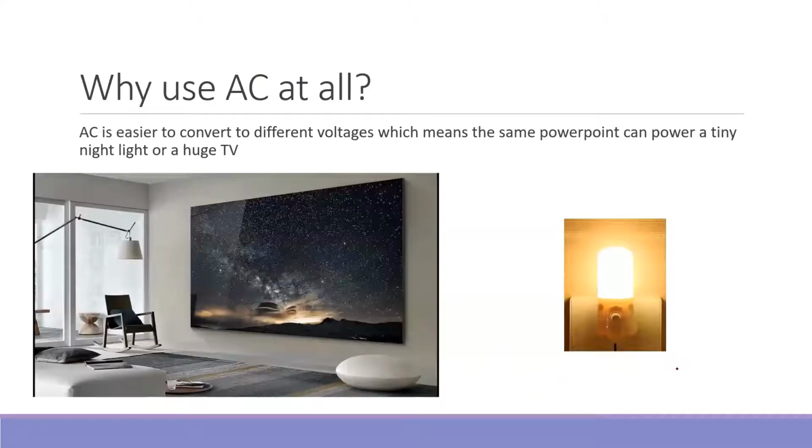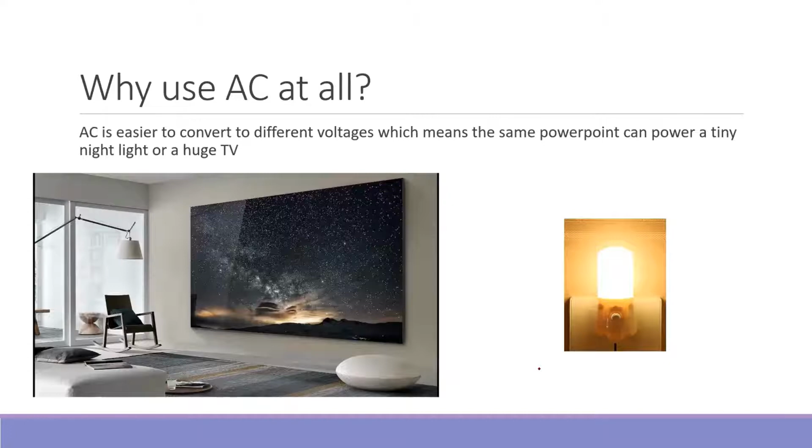Now, why do we use AC in the first place? One advantage of AC is it's easier to convert to different voltages. You can think about that. It's going between 325 volts and 0 volts. What that means is that it's easier, for example, to power something like a massive TV, and a small nightlight can be powered off the same circuit, off the same type of wire. You just have to change the different currents and the different voltages. So that's one of the advantages of AC.